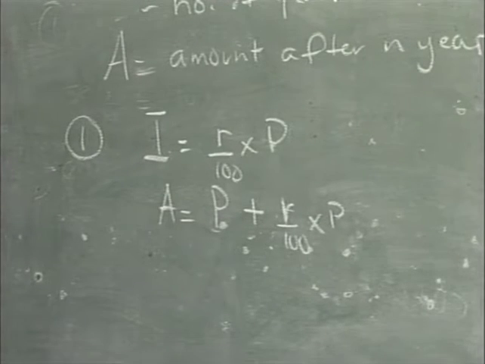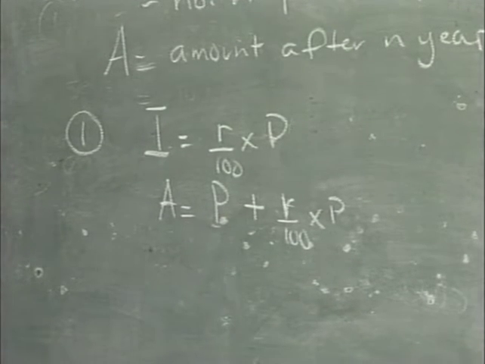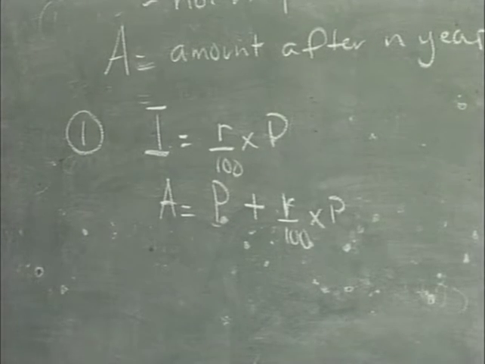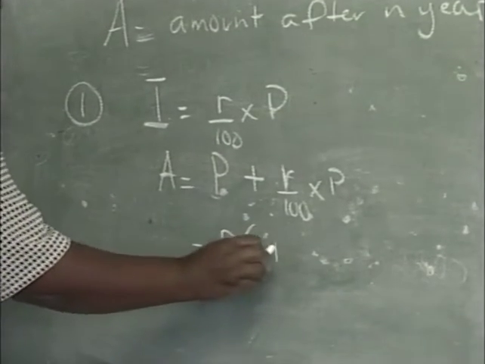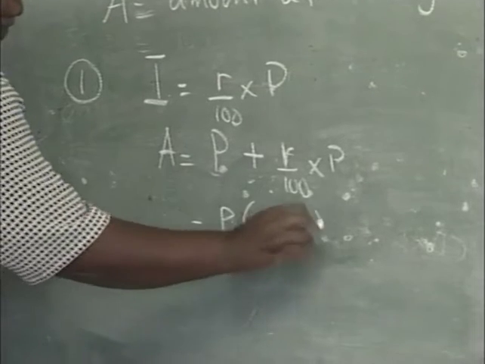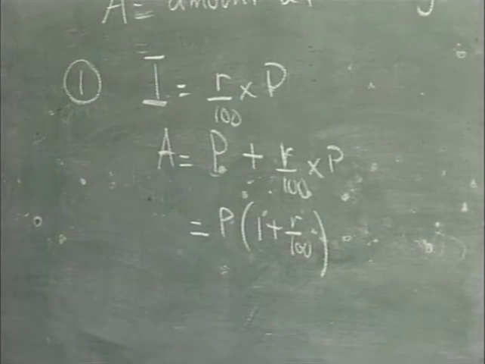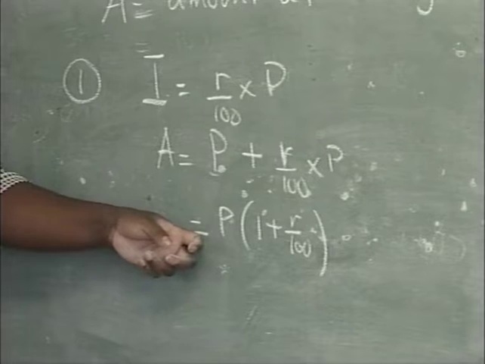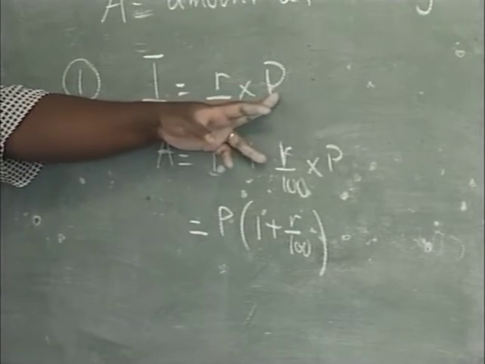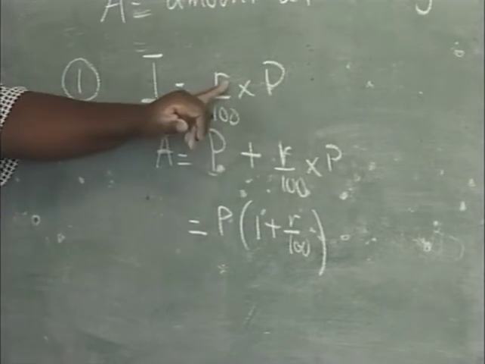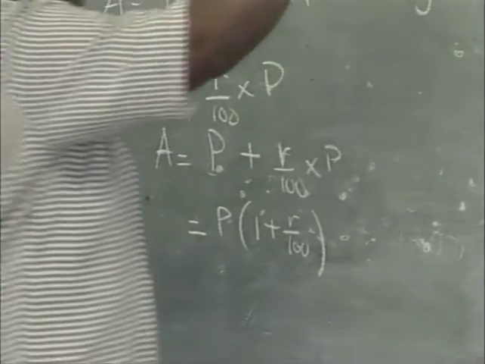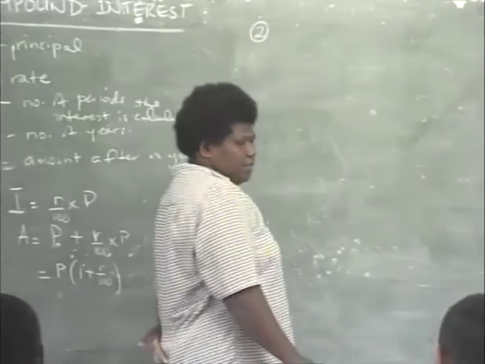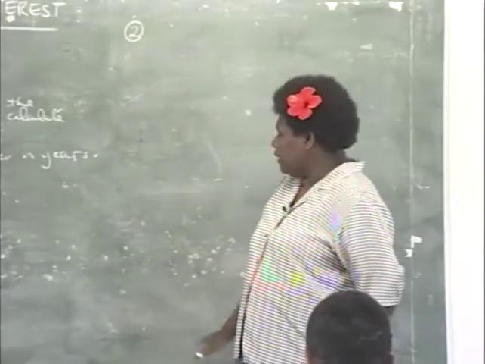Are you with me? Huh? I hear only 3 people saying yes. Are we together? Yes. Okay, now if I factorize this, I get P and I get 1 plus R on 100. Okay, that's after the first year. If the amount of money P kina is invested at R%, then this is the amount you'll end up with in the first year. Okay, in the second year, what is the principal now? What is the principal now?